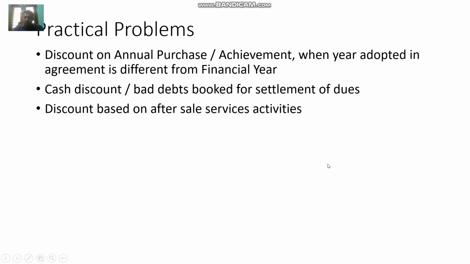Some practical problems are there. If there are some major discounts on annual purchase or achievement, when year adopted in the agreement is different from financial year, just like we are giving discount on January to December purchase, then for purchases which are for the period of October to December, there will be practical problem in calculation. Or if there is cash discount or bad debts are booked in for settlement of dues, then GST cannot be reversed. And sometimes discount is based on after sale service activities, then these are of third category, and here the buyer has to raise a separate invoice for these activities.